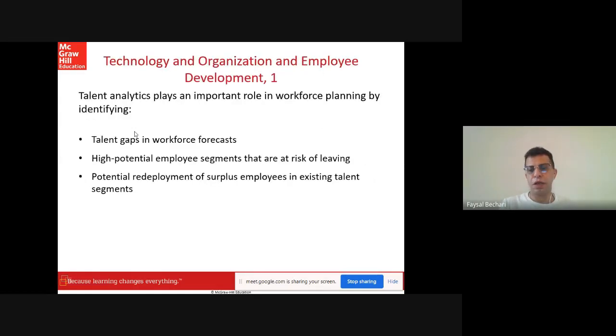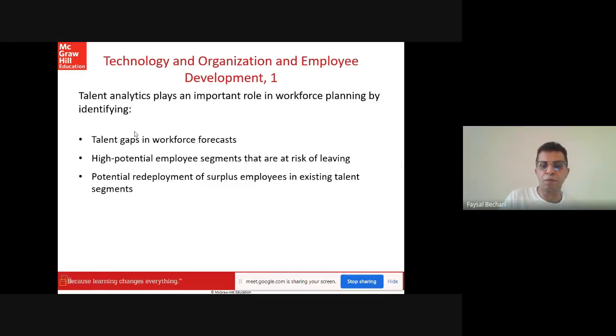Technology and organization and employee development, part one. Talent analysis plays an important role in workforce planning by identifying the talent gaps in the workforce forecast. So you set up, to deliver this job, certain talents or certain characteristics, and then you look at your employees and see what the gap is between them, whether the gap is narrow or wide, and how you're going to work to close it. So talent gaps in the workforce forecast could be for the future or now.